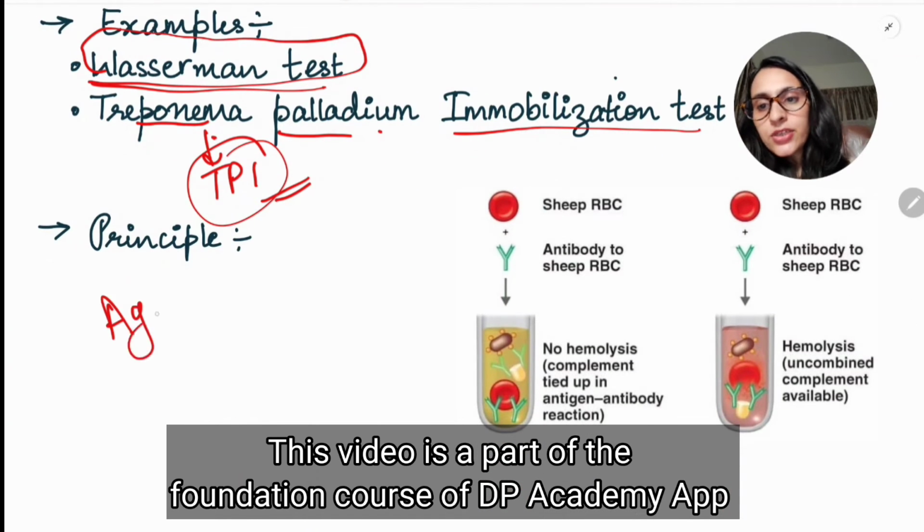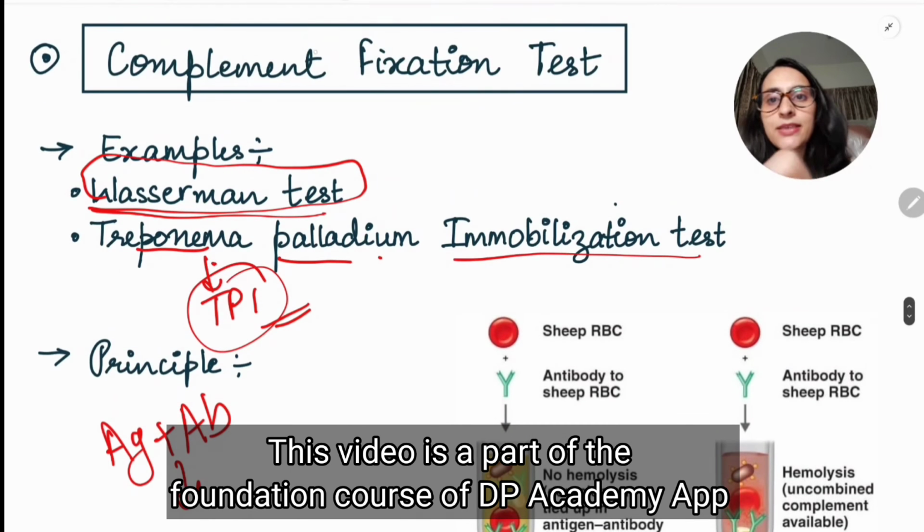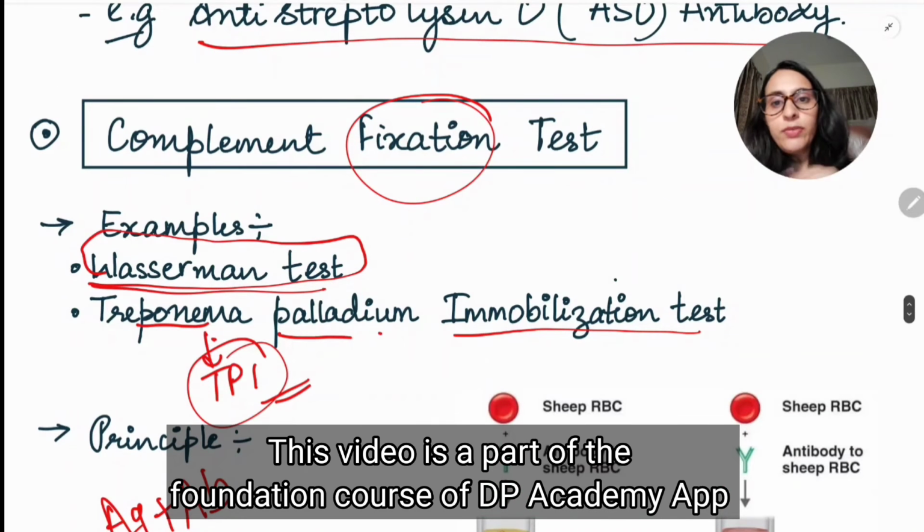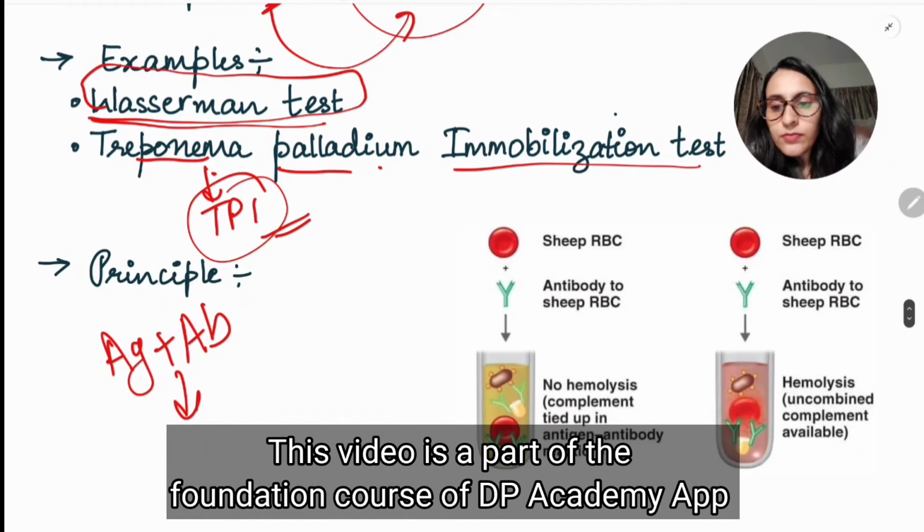Here the principle is antigen combines with antibody, it forms a complex, and this complex is fixed. You can see antigen antibody complement is formed. The complement is fixed. So here the antigen antibody complex is complemented or fixed. This is known as complement fixation test.